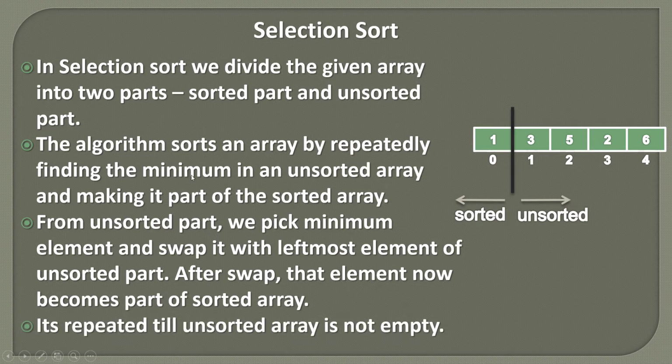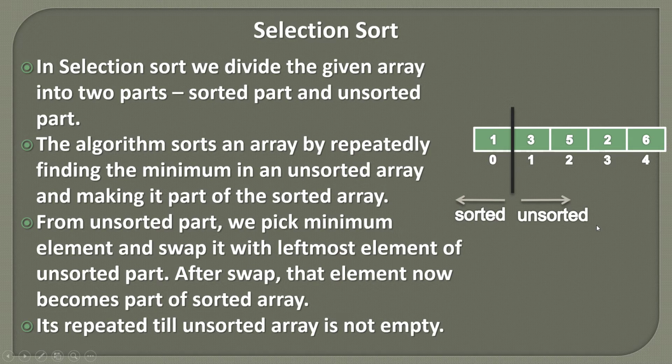So this finding of the minimum element in the unsorted part and swapping it with the leftmost element of the unsorted part is repeated till all the elements are part of the sorted array and there are no elements left in the unsorted part.